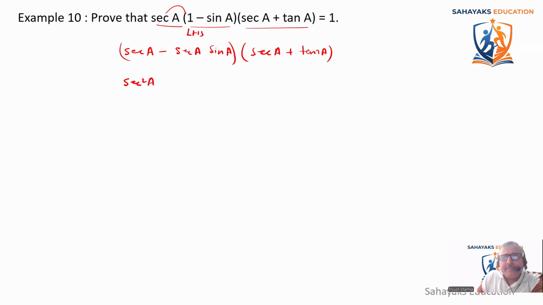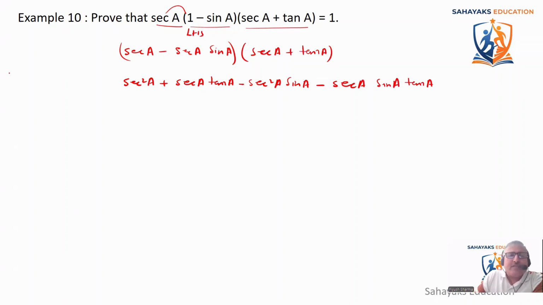sec square A plus sec A tan A minus sec square A into sin A minus sec A sin A into tan A. Now we'll convert everything into sine and cos. Everything into sine and cos.